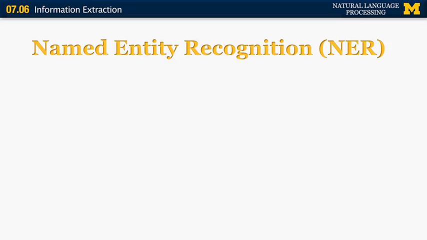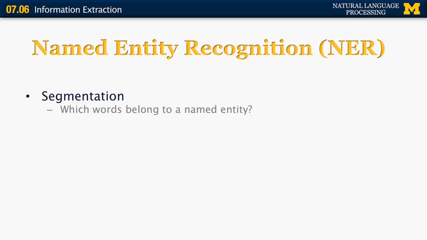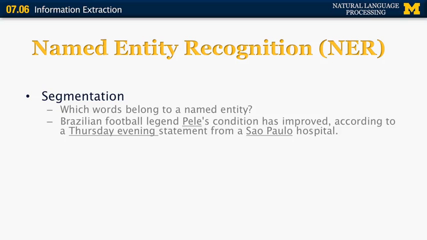So one of the most interesting problems in information extraction is named entity recognition, or NER as it is known in the literature. It consists of two parts, segmentation and classification. So segmentation is about determining which words belong to a specific named entity. So here in the sentence, Brazilian football legend Pelé's condition has improved according to a Thursday evening statement from a Sao Paulo hospital. We have three named entities, and they are segmented properly here.